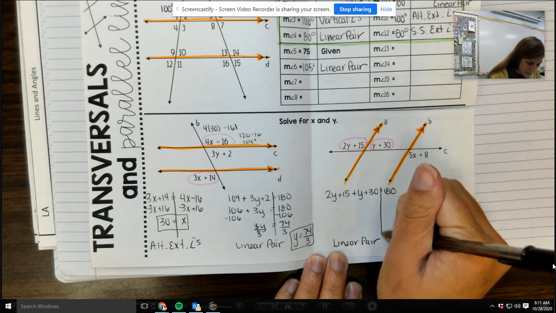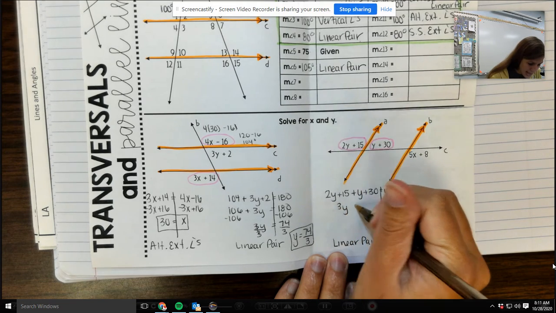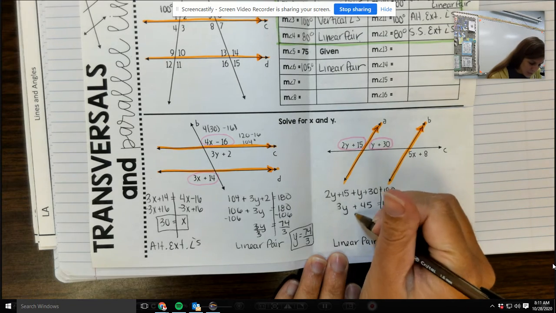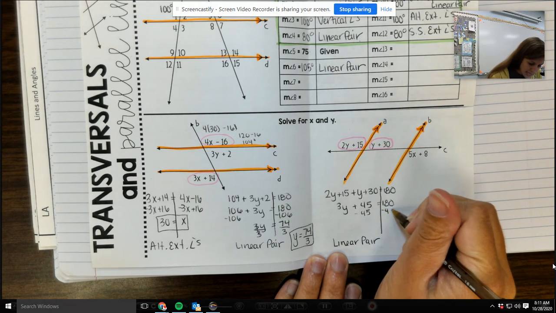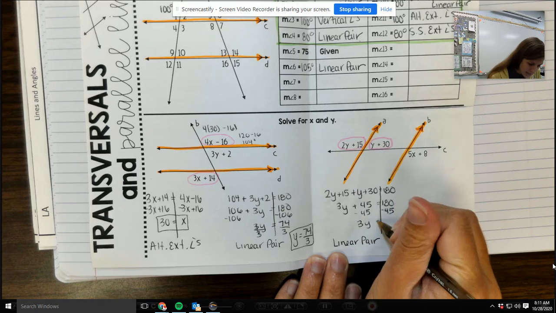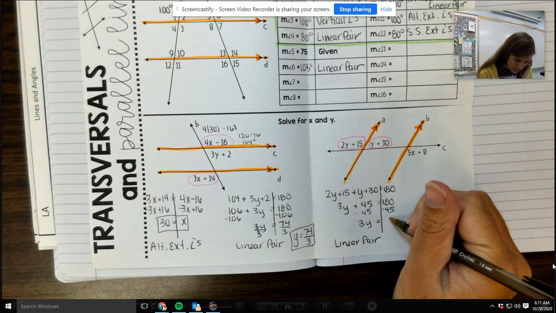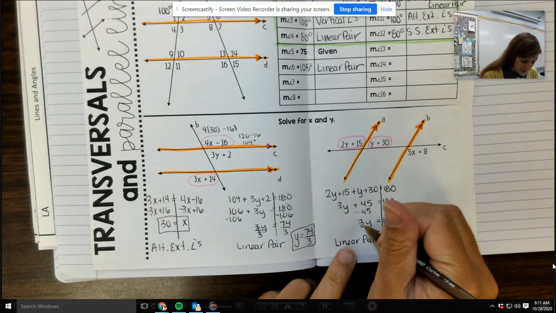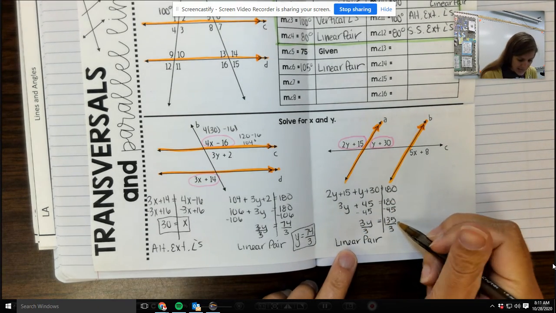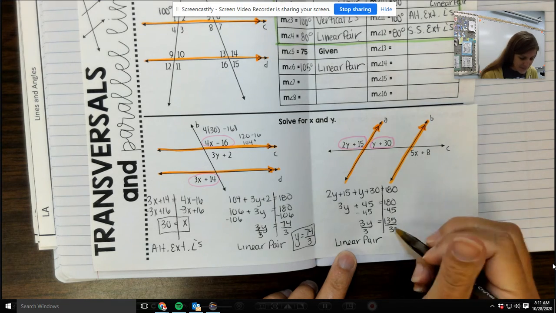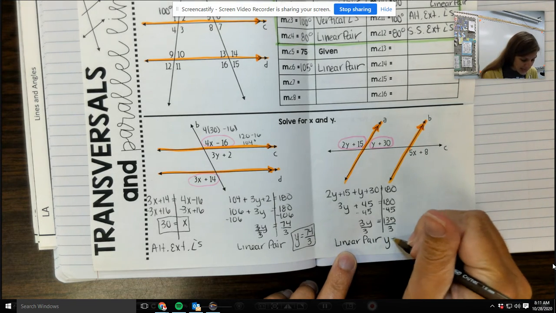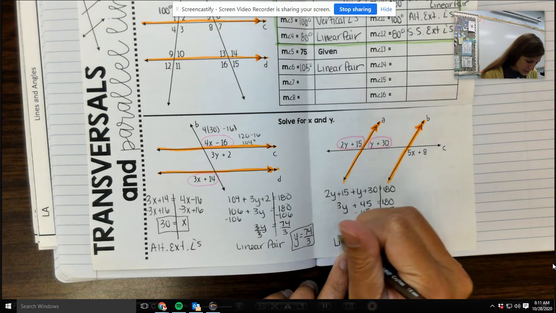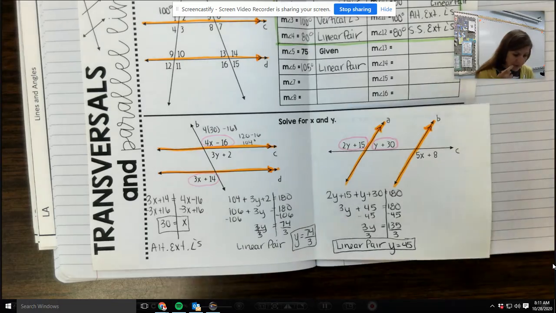And so then when I want to solve for y, we'll combine our like terms. So we'll have 3y plus 45 equals 180. We'll subtract that 45 on both sides. So 3y equals 135. Oh, and when I divide by 3 this time, it will go in because if I add up those digits, 5, 6, 7, 8, 9, 3 goes into 9, so 3 will go into this. So by a linear pair, we can get that y is equal to 45.